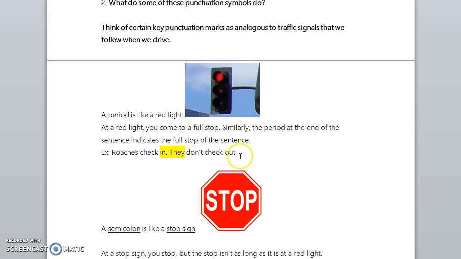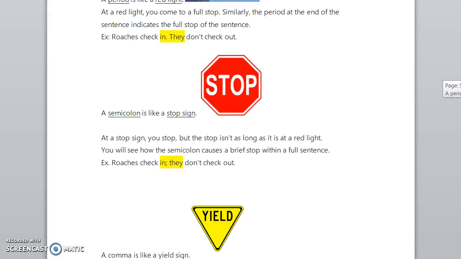For example, roaches check in, period. They don't check out. A semicolon is like a stop sign. At a stop sign, you stop, but the stop isn't as long as it is at a red light. You will see how the semicolon causes a brief stop within a full sentence. For example, roaches check in, semicolon. They don't check out.